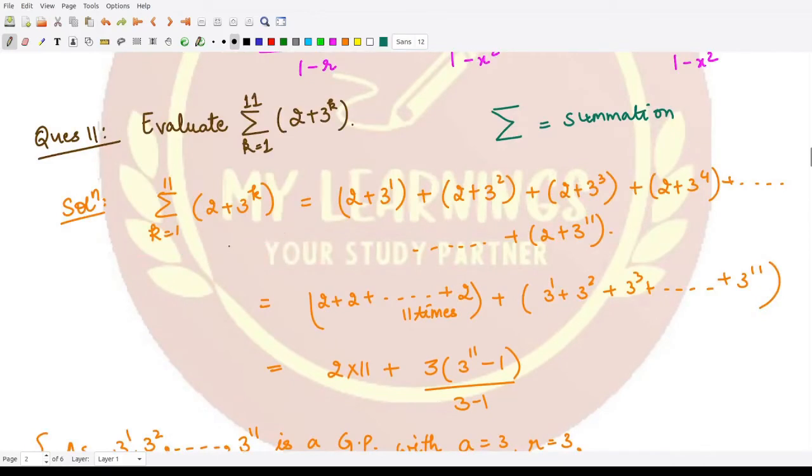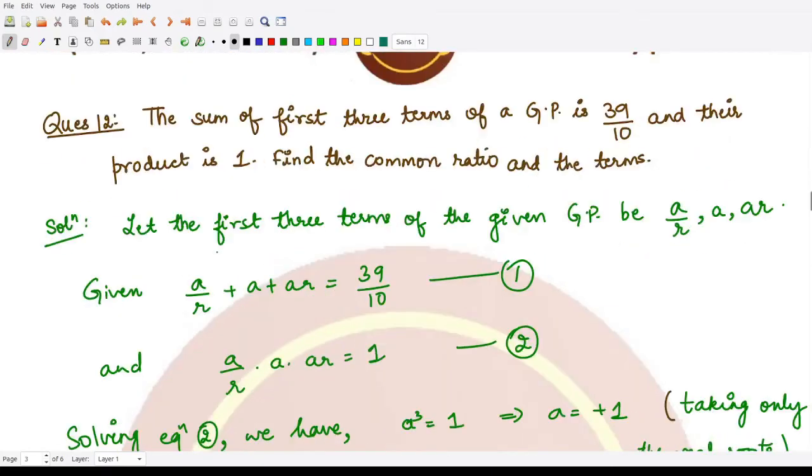Now next, let's move on to question number 12. In this question, we are given that the sum of the first 3 terms of a GP is 39 upon 10 and their product is 1. So the sum of the first 3 terms and the product of the first 3 terms are given. We need to find the value of the common ratio r and what all terms are there which satisfy this condition.